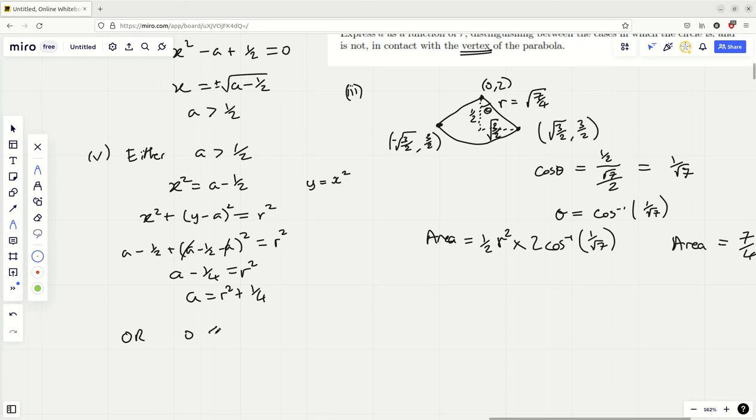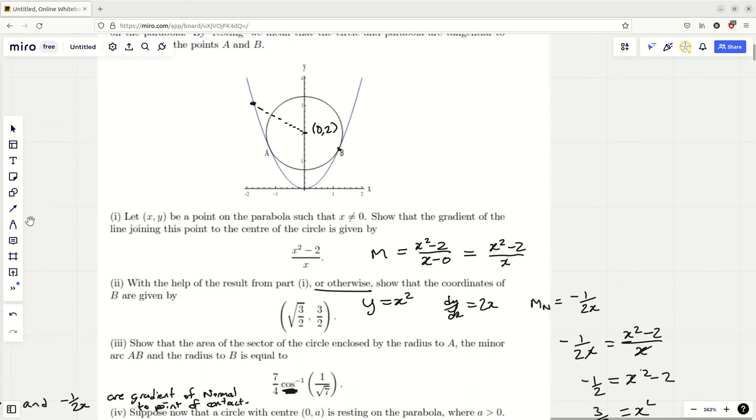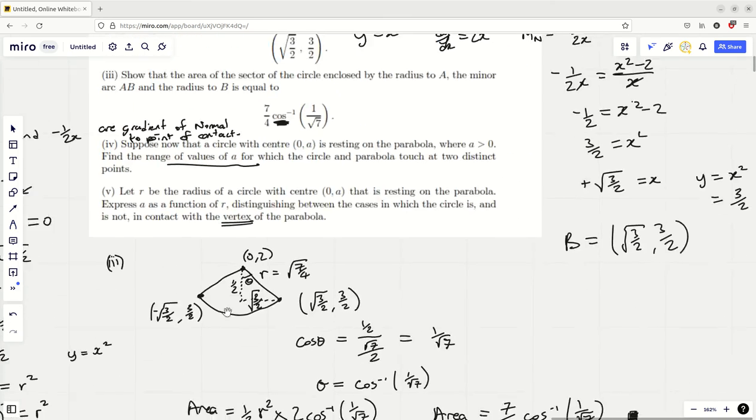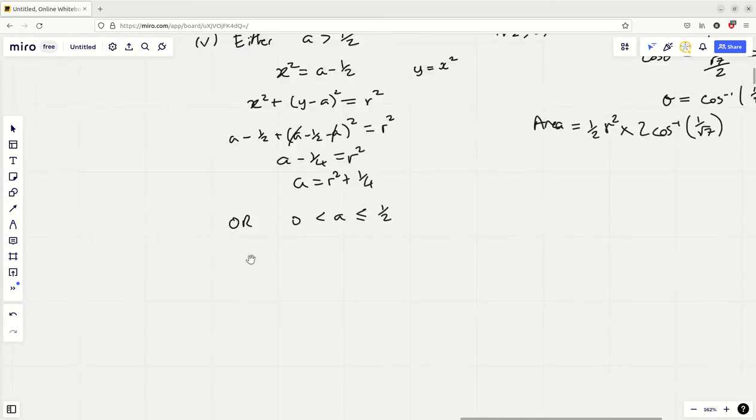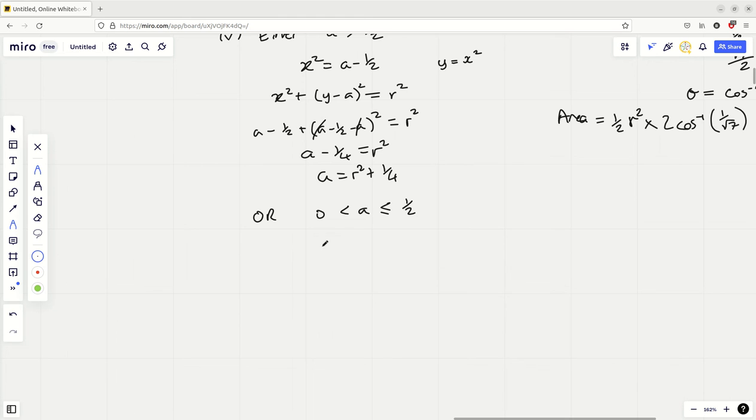Or 0 is less than a, which is less than or equal to a half. And what's going to happen here? Well, just by thinking, I reason that it will just be sitting there, and therefore the radius will take the value of a, and therefore r equals a in this case. That's it. That is absolutely the end of the question.